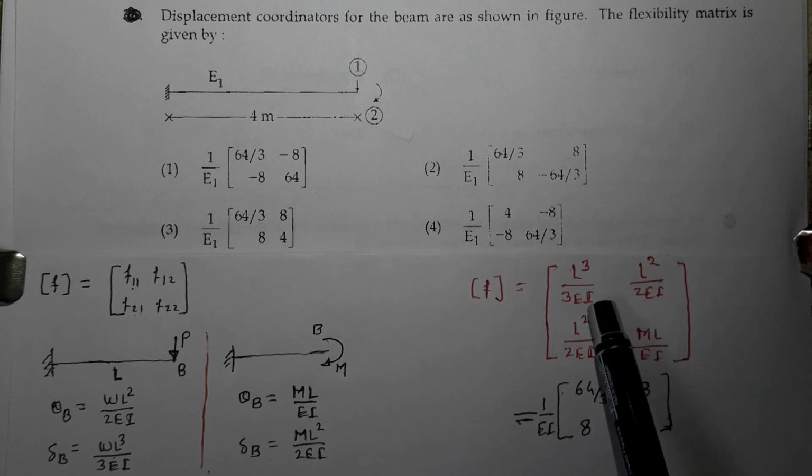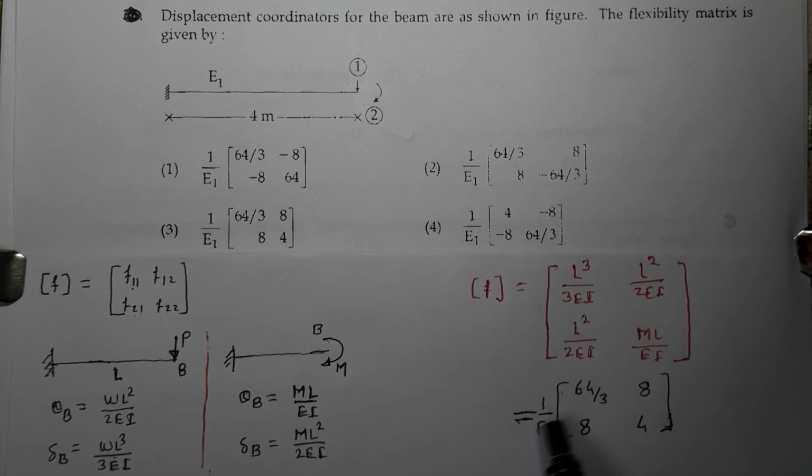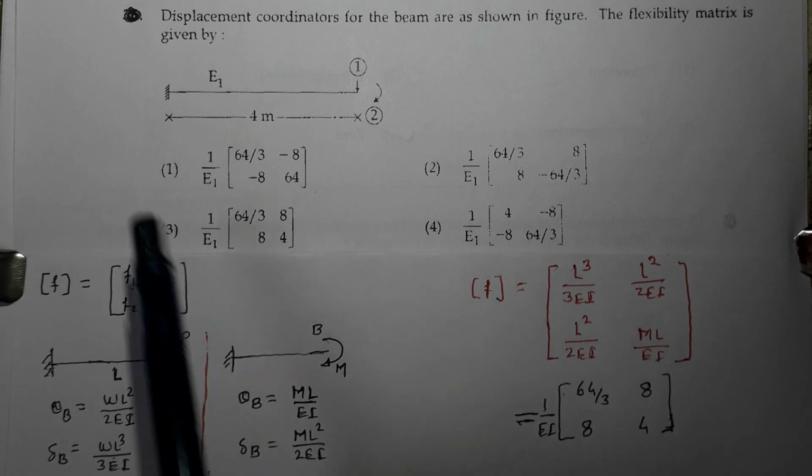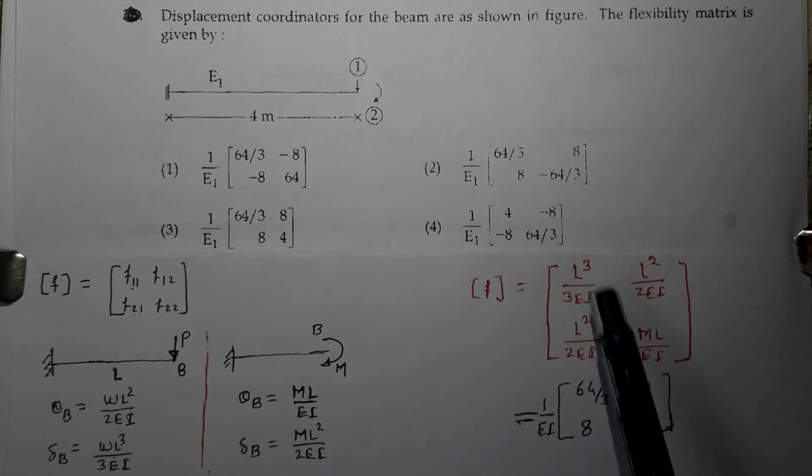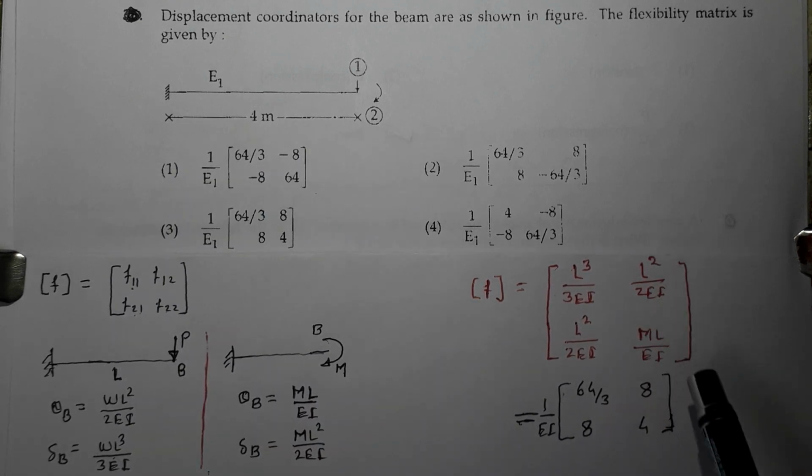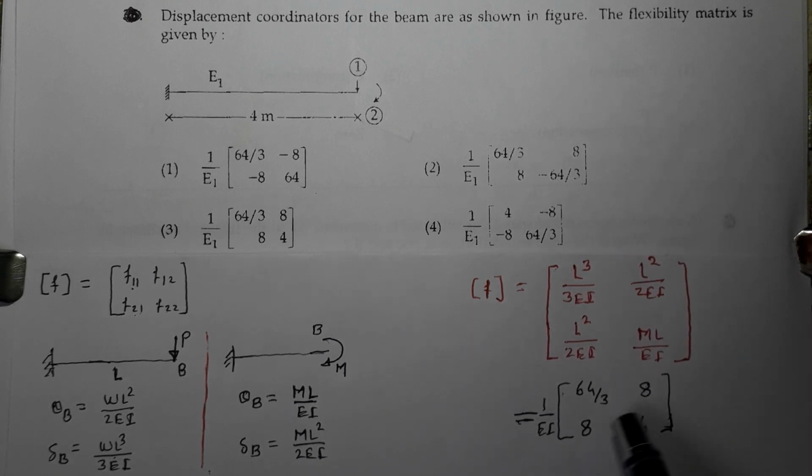And then I am bringing out EI as common. 1 upon EI, L cube, span is 4 meters, so 4 cube is 64 divided by 3, then 4 square divided by 2, 4 square is 16 divided by 2, 8, it is also 8, and this one is 4, and that is why the correct option for this question is option number 3.